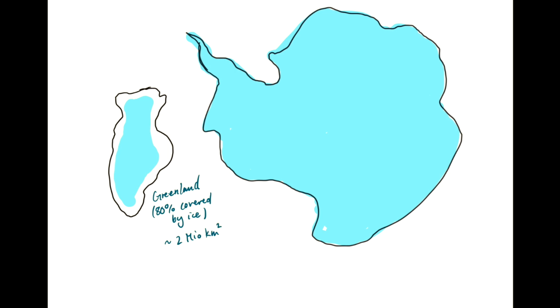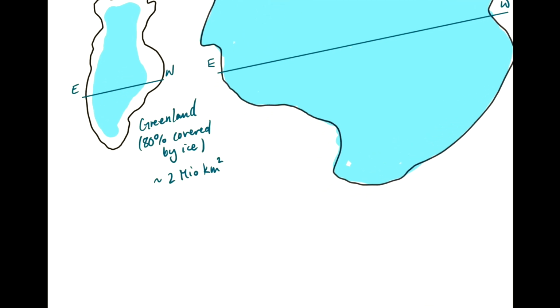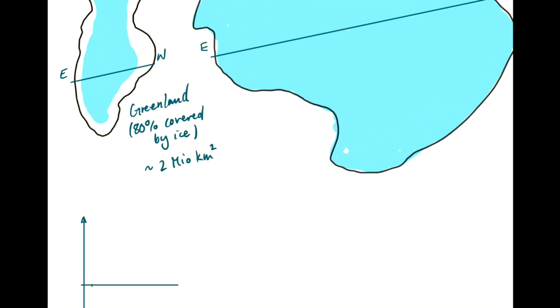Now, what does the vertical profile of the ice sheet look like, roughly? If we draw a transect across Antarctica, with this being the eastern end and this being the western end, and we do the same in Greenland, we get approximately the following profiles. This is about 1,000 kilometers here, east to west, and about 3 kilometers in height.